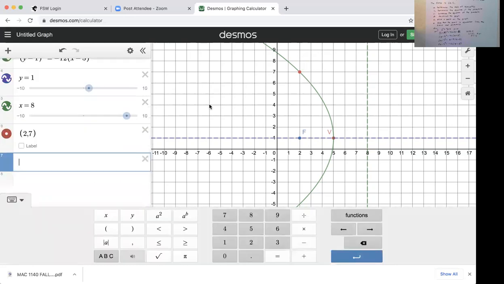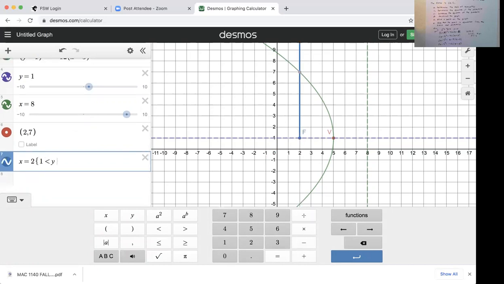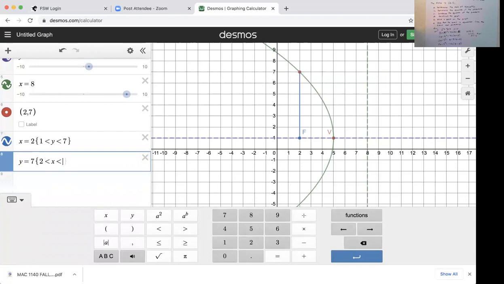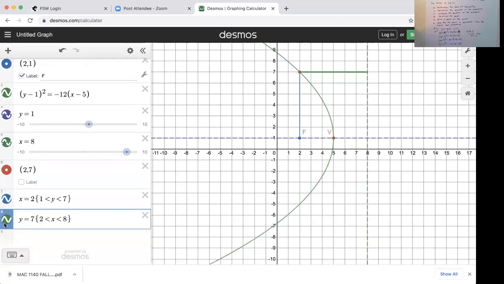Maybe draw a little picture of that just so we can visualize it. So x equals 2 from 1 to 7, 1 less than y less than 7. We see that one is 6. And then we could say y equals 7 from 2 to 8. y equals 7, and say 2 is less than x is less than 8. Make that blue as well. So you can see these are both 6. Distance from the point to the focus is 6. Distance from the point to the directrix is 6.